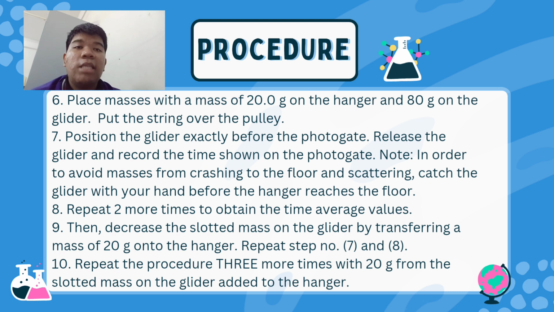And repeat this step 2 times so you can find the average for your data. Then decrease the slotted mass on the glider by 20 grams and transfer it to the hanger. And repeat steps 7 and 8. Repeat this process 3 more times, with 20 grams from the slotted mass on the glider added to the hanger each time.